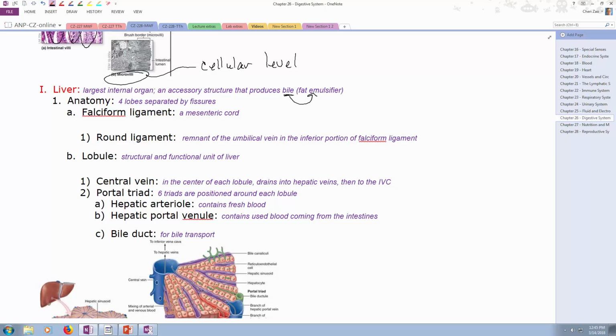Anatomically, the liver in us has 4 lobes that are separated by fissures. How about the liver lobes of the cat? Is it just 4 or more? Definitely a lot more in the cat. So we have 4 lobes. The falciform ligament, though, is present in us as well as in the cat's liver. So realize it's suspending the liver from the diaphragm and the ventral aspect of the abdomen.